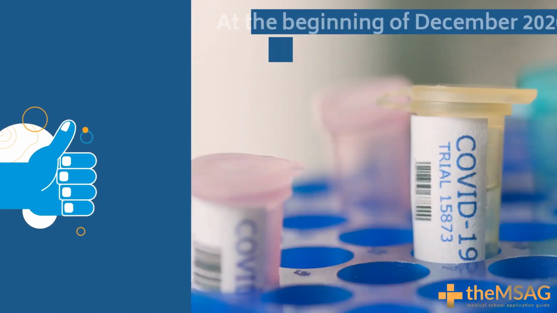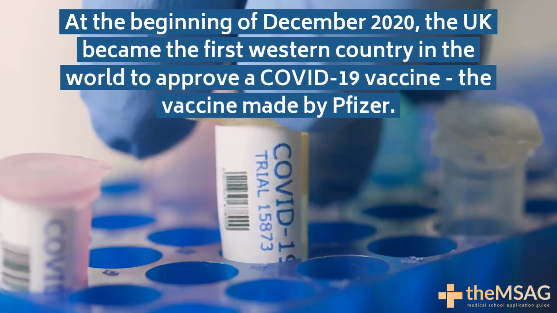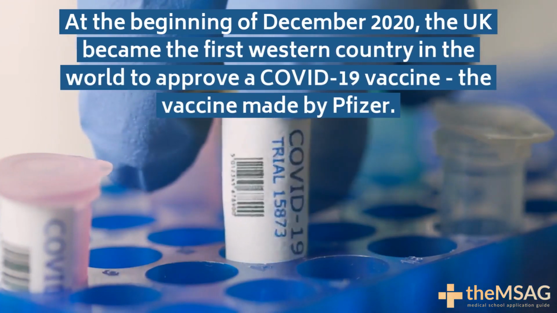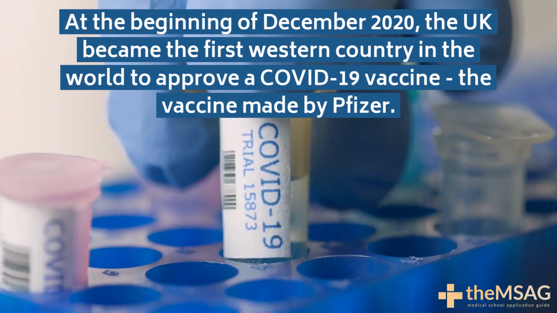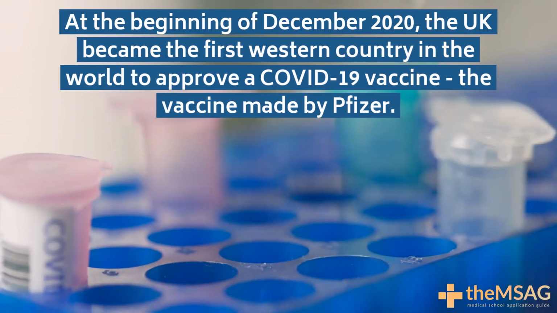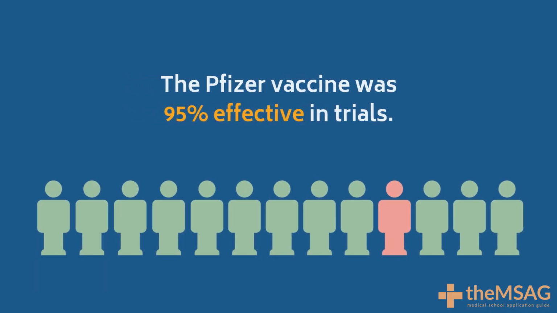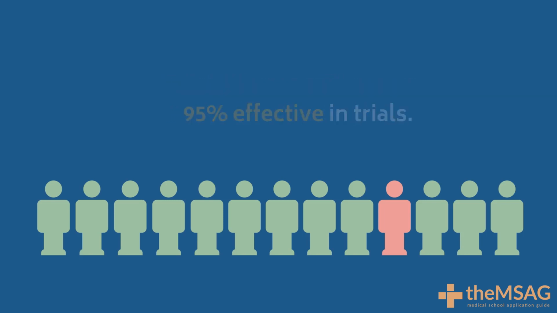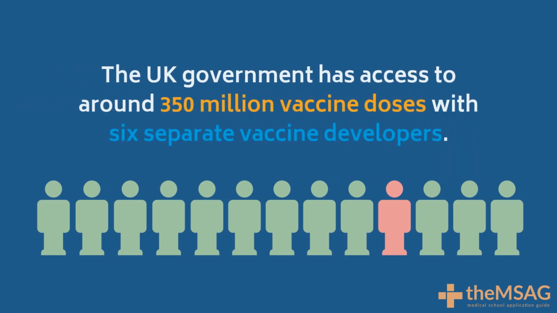At the beginning of December 2020, the UK became the first Western country in the world to approve a COVID-19 vaccine, the vaccine made by Pfizer. It has been shown to be 95% effective in trials. In total, the UK government has secured early access to around 350 million vaccine doses, with 6 separate vaccine developers.